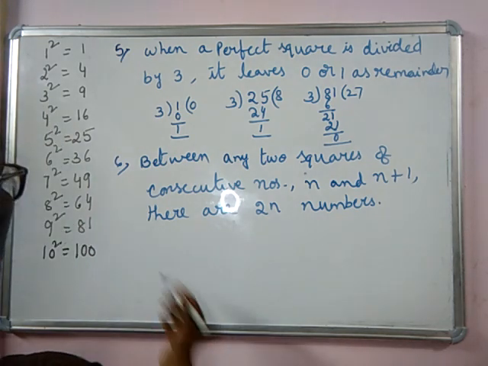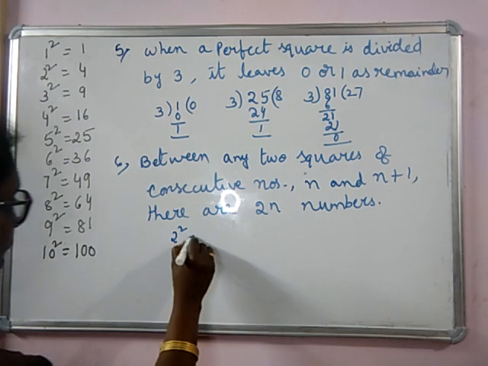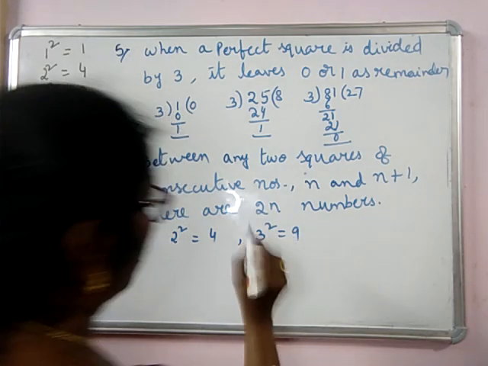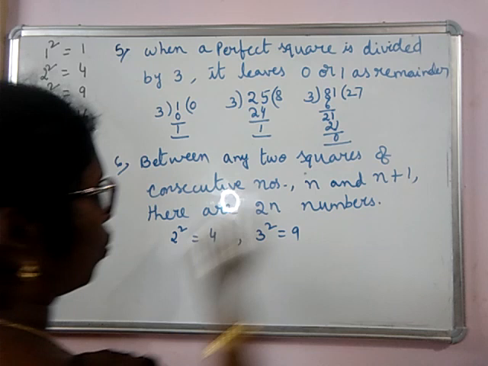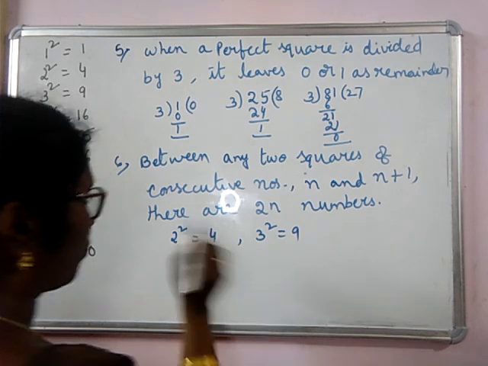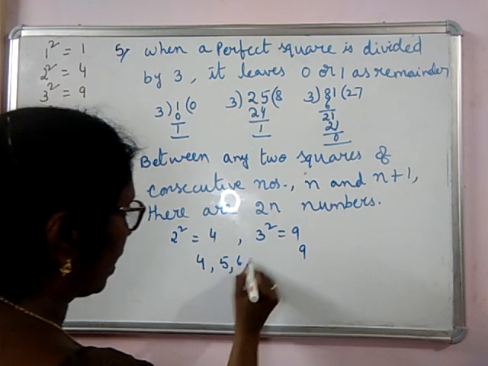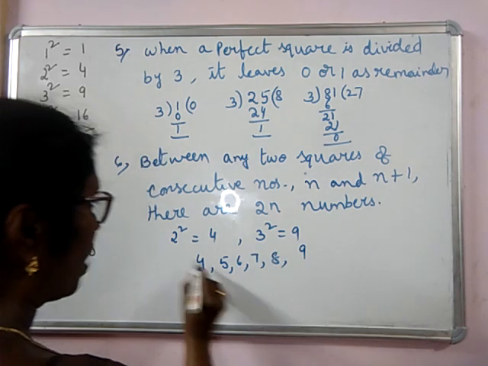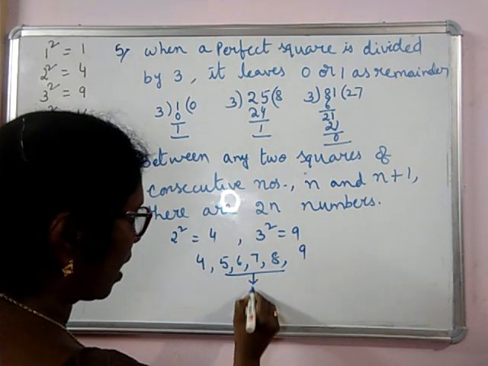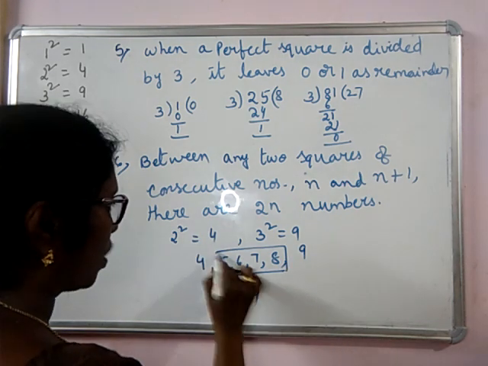Let me explain to you. Let me take 2 square and 3 square. 2 square is 4. 3 square is 9. Here I have taken n as 2. 2 plus 1 is 3. There are 2n numbers. 2n means 2 twos are 4. Between 4 and 9, what are the numbers in between? 5, 6, 7, 8. Yes or no? So n is 2. 2n means 2 into 2. These are 4, or not? So between 2 square and 3 square, there are 4 numbers.